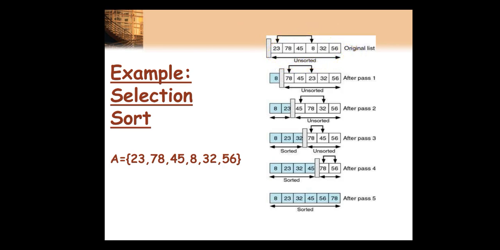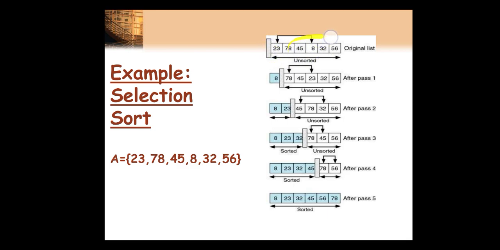Now we are considering the first element, that is 23, and trying to check whether there is any smaller element available from the second element to the remaining elements, that is 78 to 56. We try to check whether there is any smaller element available inside the given array. So we find that the element 8 is smaller than 23.